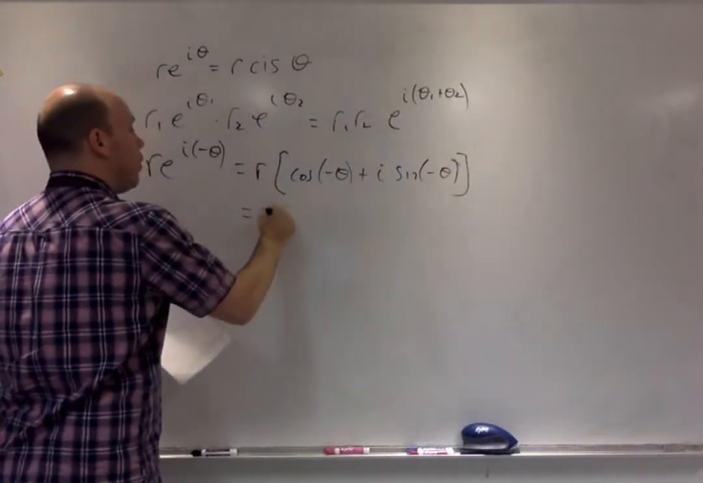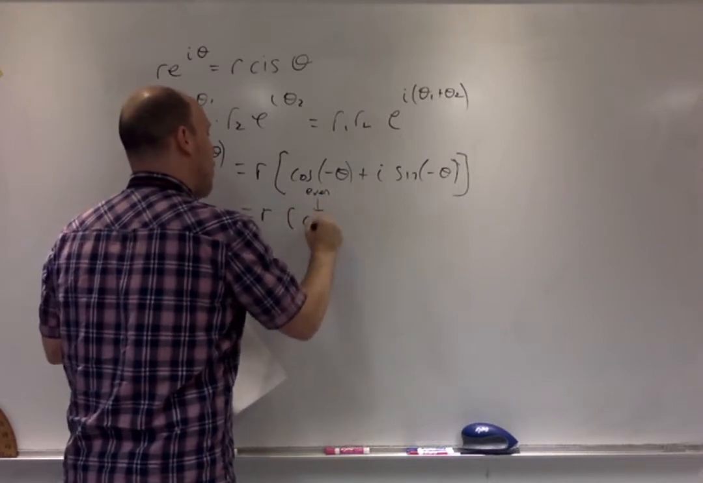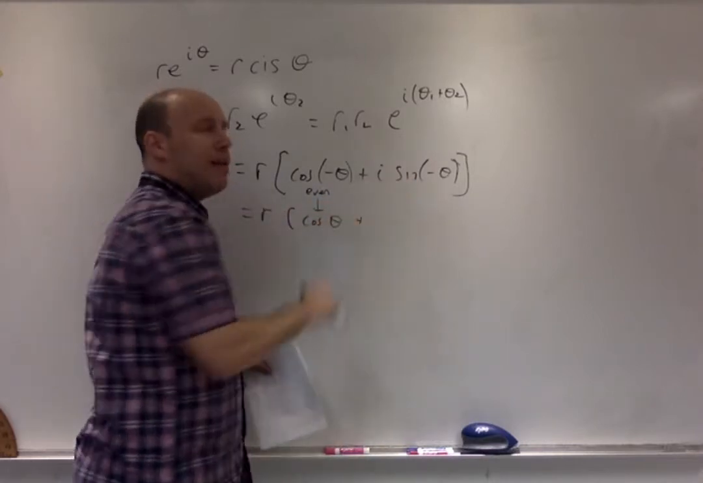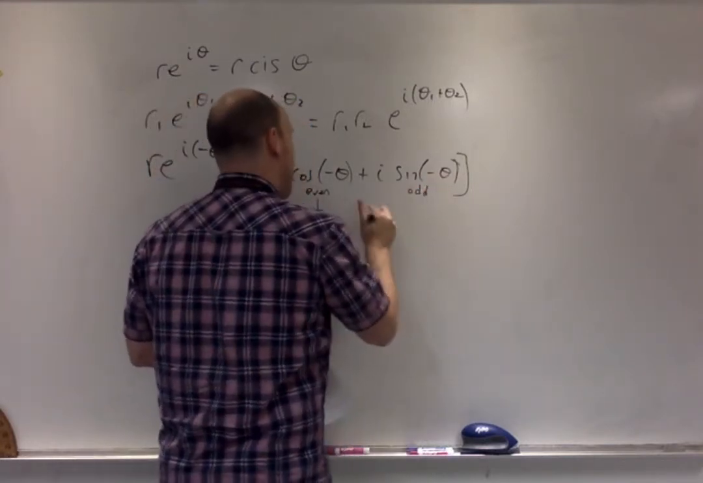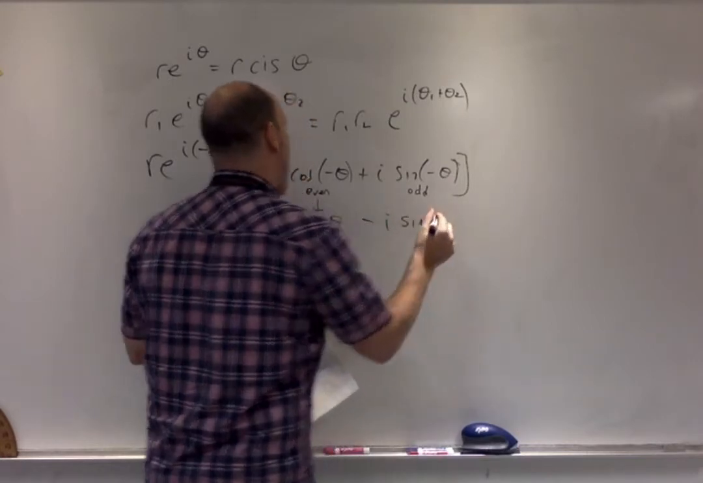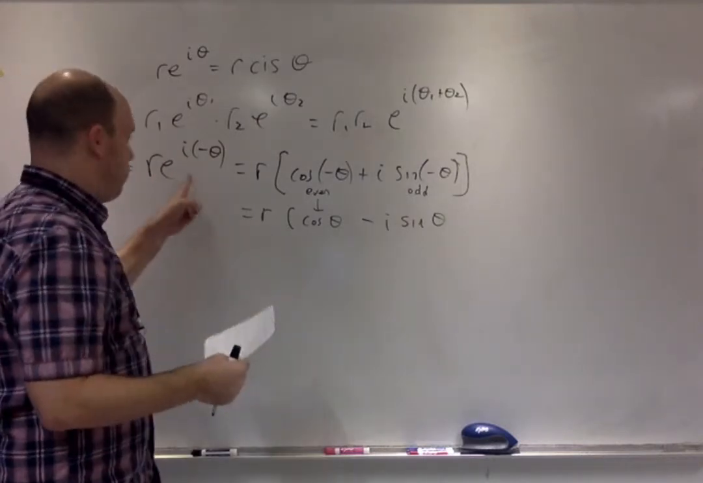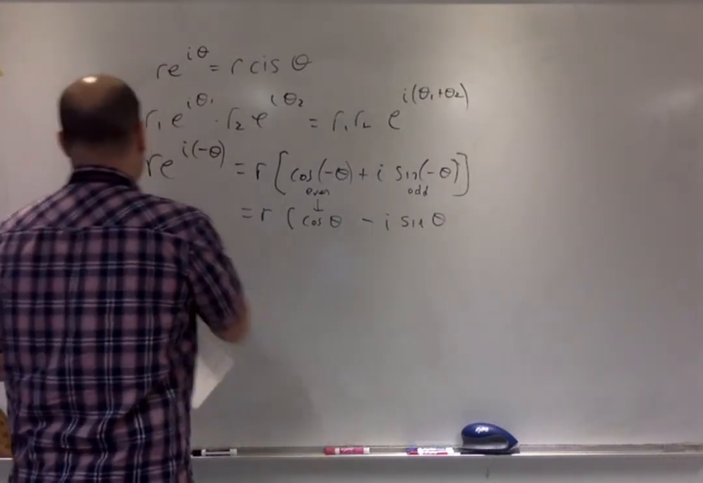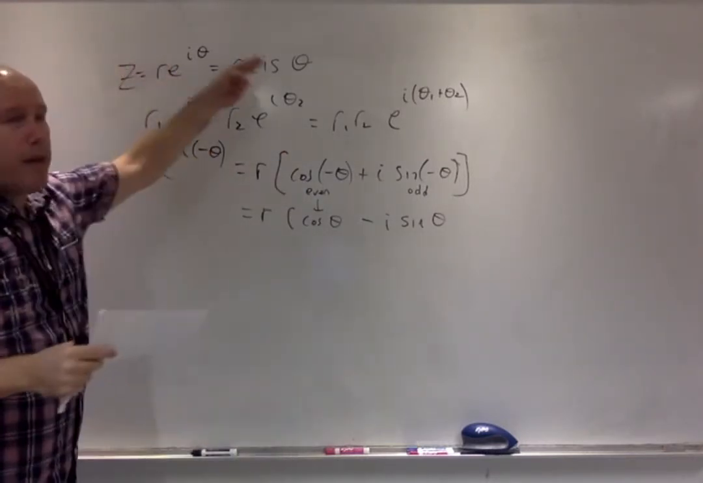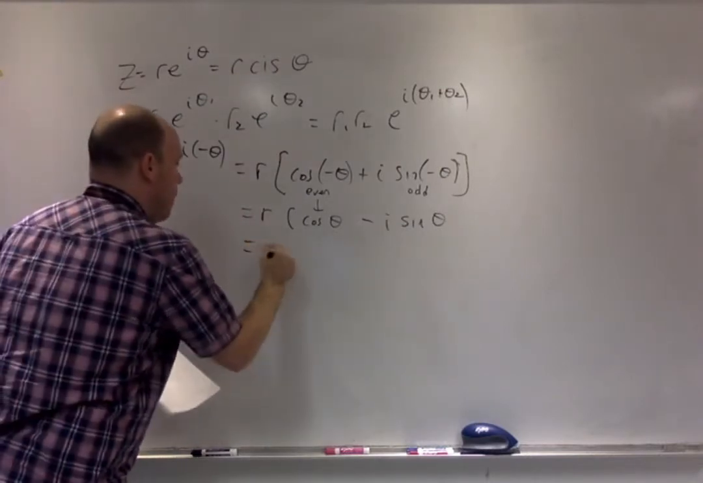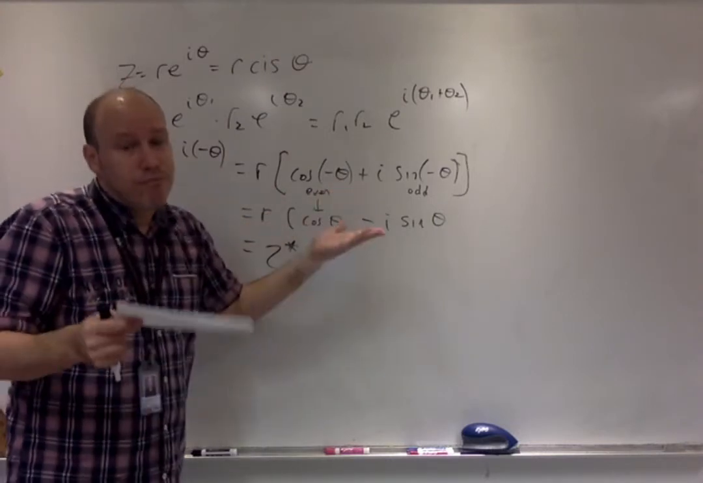Now, last year we learned that cosine is even, so therefore this is cosine of theta, and last year we learned that sine is an odd function, so this is minus i sine theta. If we let z equal our complex number, then what do we see here? This is the conjugate, which makes sense. It's just negative theta.